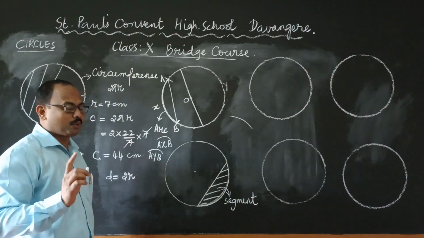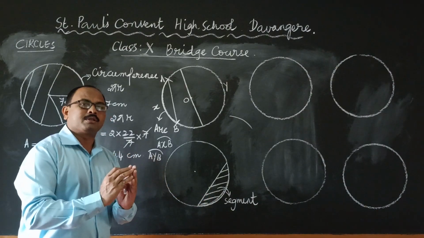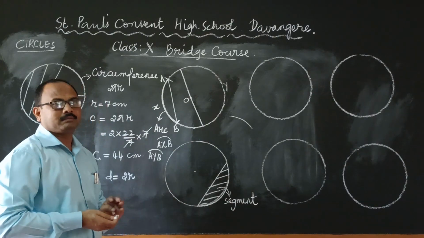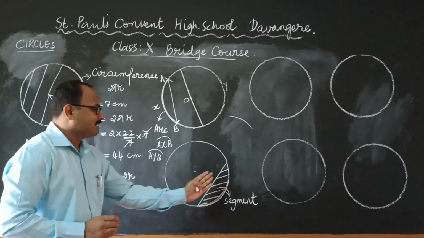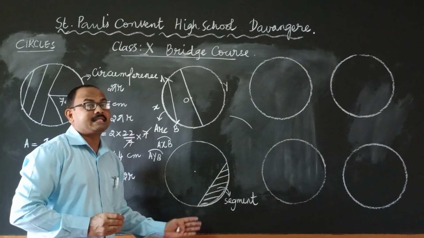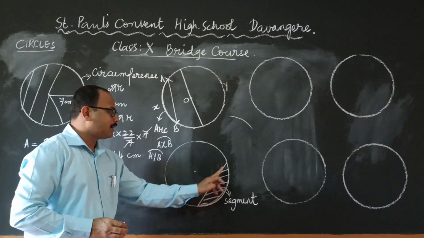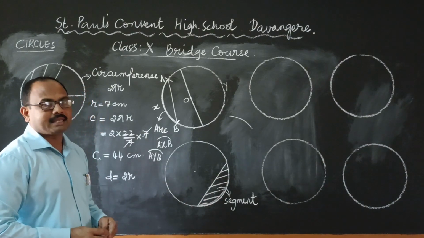Segment. All of you know that. It is an area enclosed between an arc and a chord. On the rotation part we call that a segment. Okay? The area enclosed by a chord and an arc is called a segment.